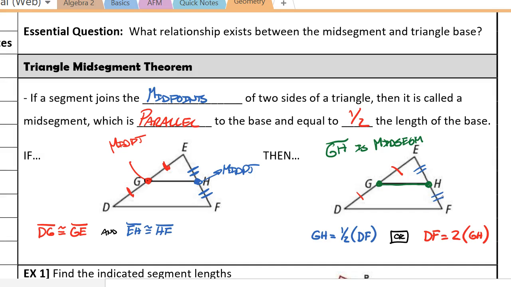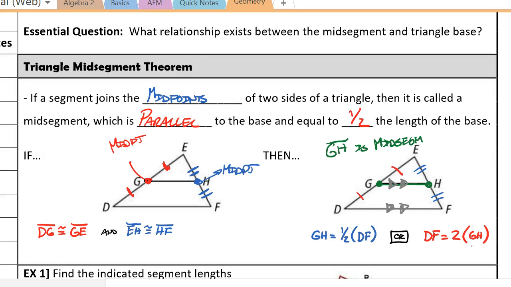Well, what that means then is two things. First of all, I have a set of parallel lines, so GH is parallel to the base DF, and GH is equal to 1/2 of DF, or DF is equal to twice GH. Right? Saying the same thing, here we're saying GH is 1/2, DF is twice as much. That kind of makes sense if we just think about it for a moment.